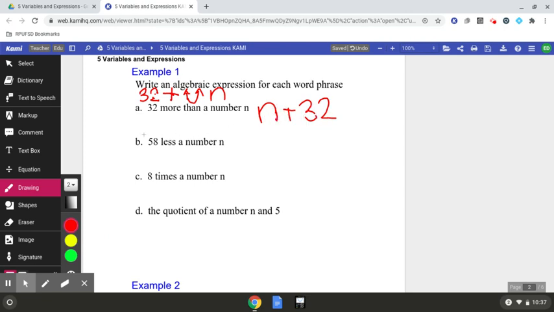Okay, part B here, it says 58 less a number n. So for this one, we have 58. Less means minus a number n, so n. Notice here I don't have a switch word, so we just rewrite 58 minus n.